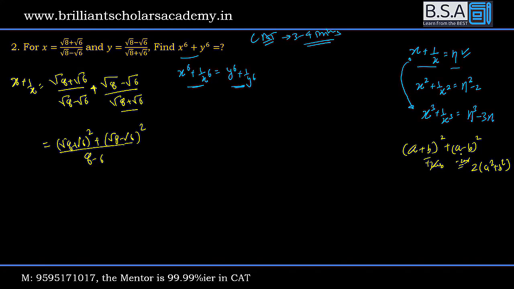2ab of this and 2ab of this will cancel out. So the numerator becomes twice of, क्या होगा? Root over 8 का square 8, root over 6 का square 6 upon 2. Cancel. So what do you have? x plus 1 upon x is 14.